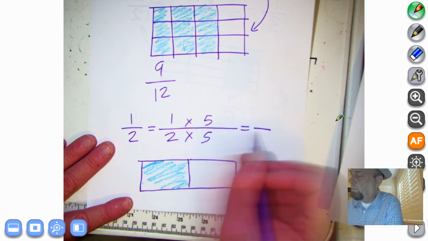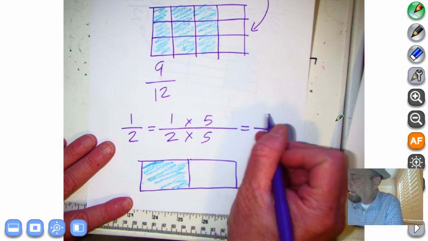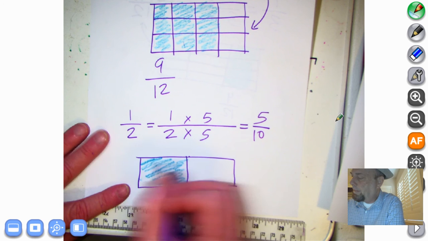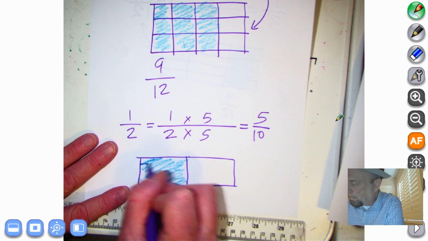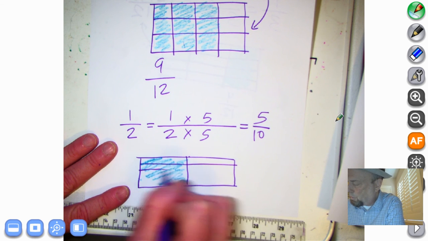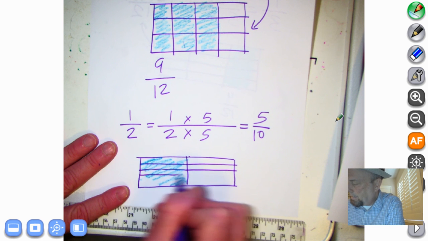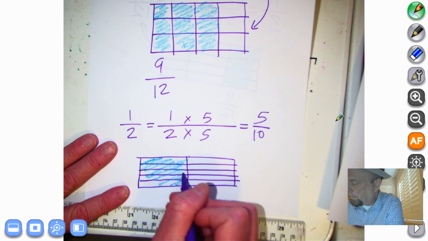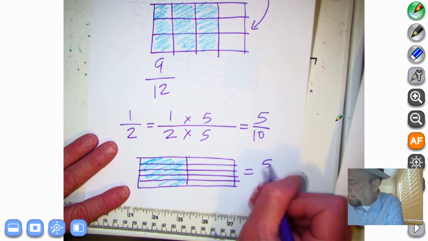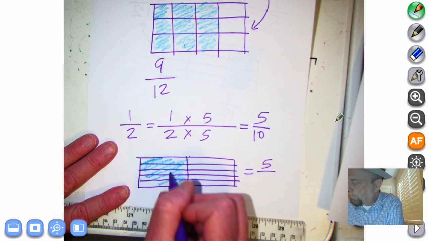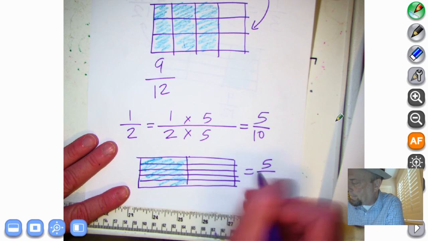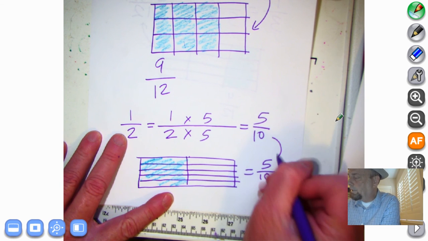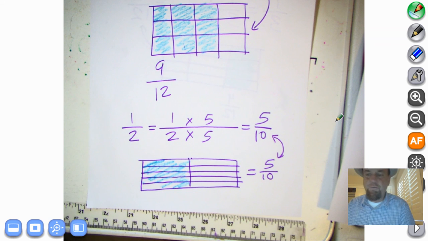All right, so 1 times 5 is 5, and 2 times 5 is 10. What are we going to do down here? We're going to make 5 rows. 1, 2, 3, and 4, and 5. And look what we have. 1, 2, 3, 4, 5 out of 1, 2, 3, 4, 5, 6, 7, 8, 9, 10. 5 tenths. Guess what? That is an equivalent fraction, and it works out perfectly.